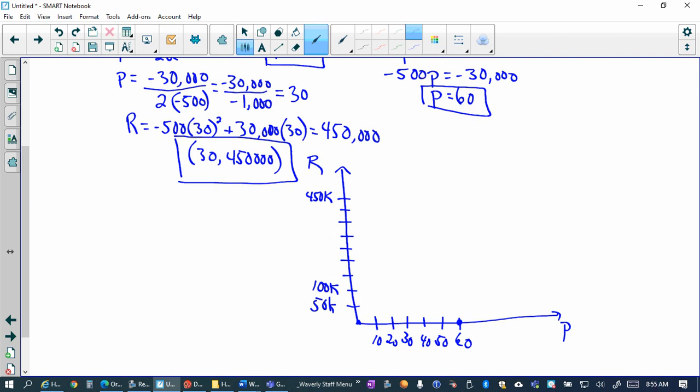All right, so let's plot the 30, comma 450,000. That's our vertex. And now we'll draw our nice smooth curve through it like that. And there's our revenue function. This is our 30, comma 450,000 point.